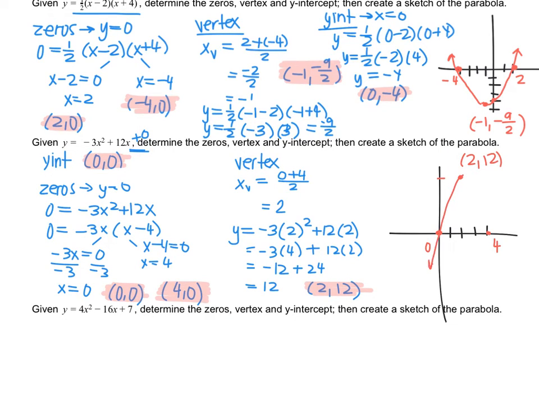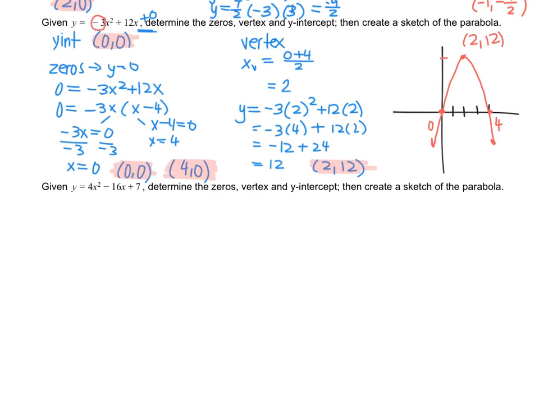And that seems about right. It has symmetry and my parabola is opening down, which makes sense because my a value was negative. All right, let's do the last one. For the last one, we should already know our y-intercept. And it is (0, 7) because it's the constant.